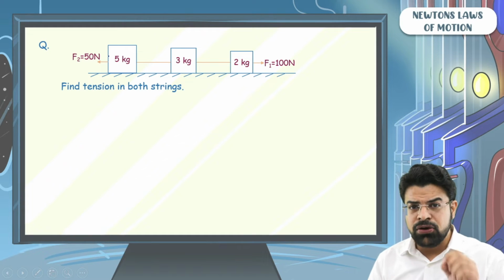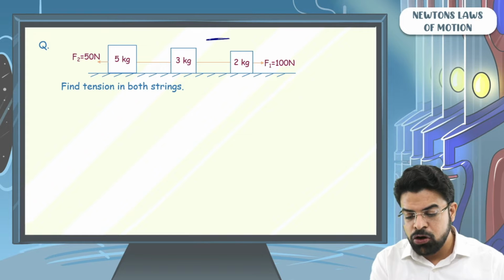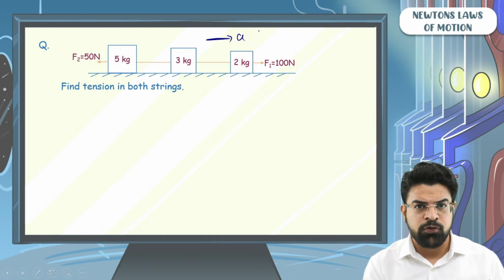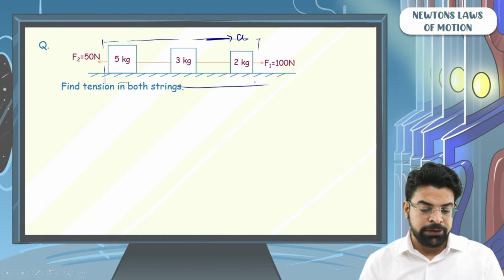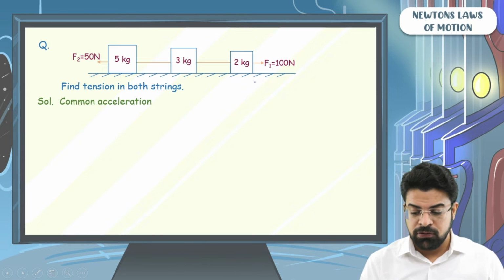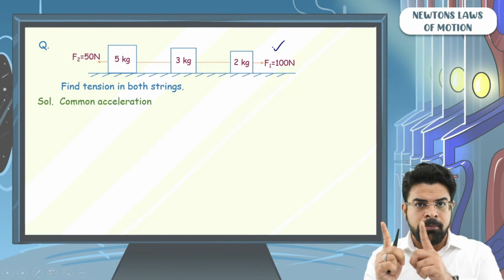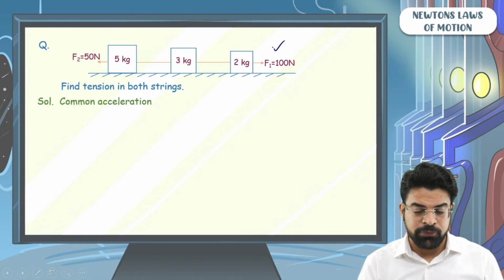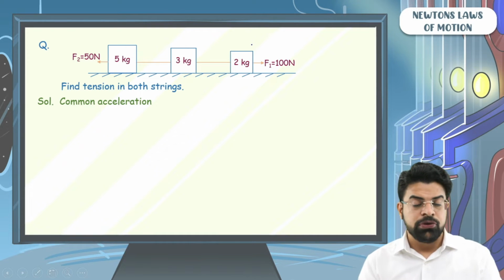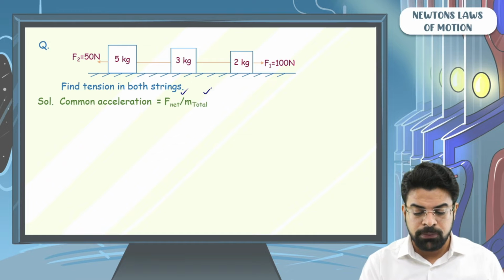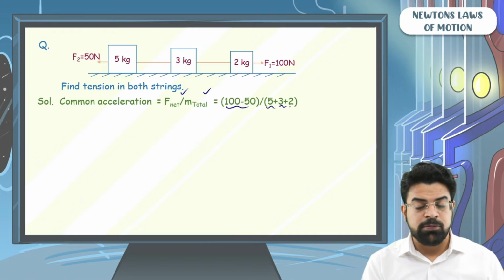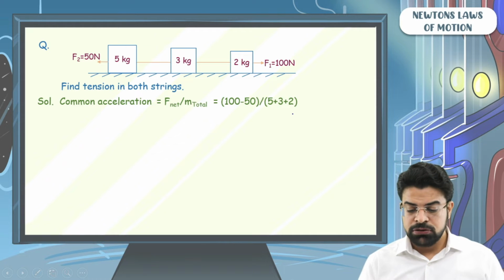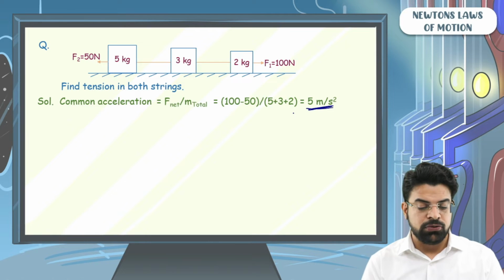What to do? I know that in this case, the whole system will have a common acceleration in the direction of net force. So I can treat the whole 5 kg plus 3 kg plus 2 kg system as a rigid body. The common acceleration will be equal to the net force on the system, 100 minus 50, upon the total mass of the system, which is 5 plus 3 plus 2, which is 10 kg. So we get the common acceleration to be 50 by 10, 5 meter per second square towards right.